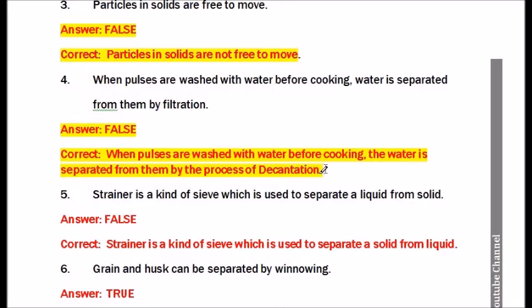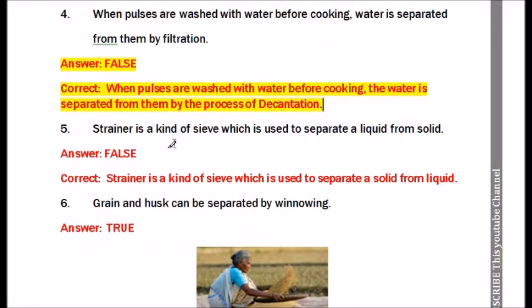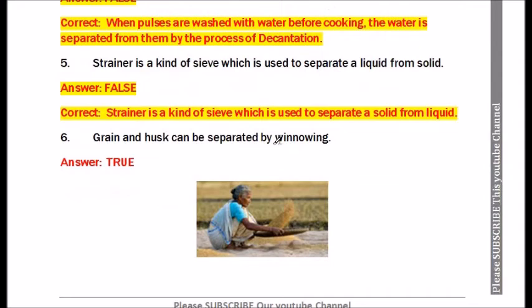Question number 5. Strainer is a kind of sieve which is used to separate a liquid from solid. Answer is false. The correct answer is strainer is a kind of sieve which is used to separate a solid from liquid, like your mother strains a tea.